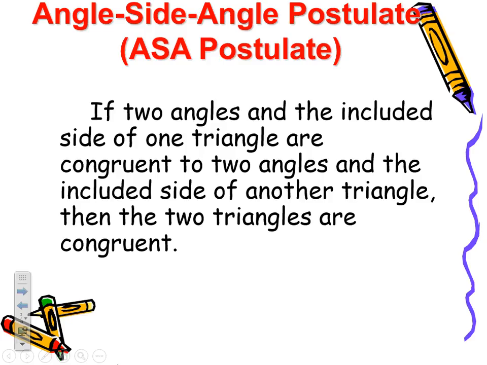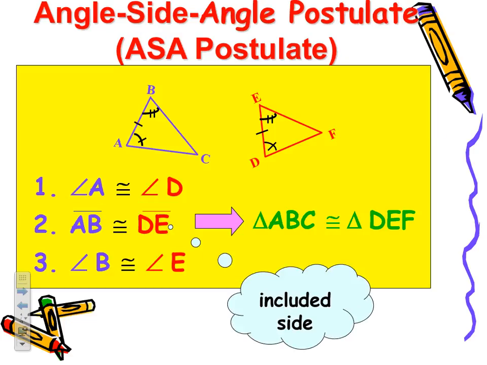ASA. If two angles and the included, remember that's an important word for us, included side of one triangle are congruent to two angles and the included side of another triangle, then the two triangles are congruent. All right, let's get this down. All right, this down too.